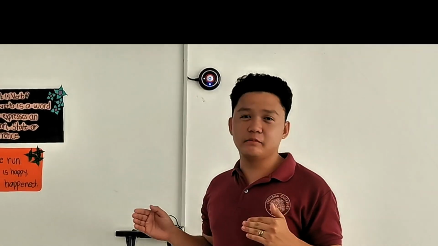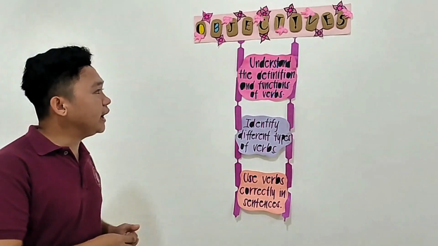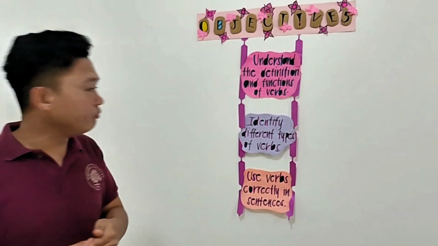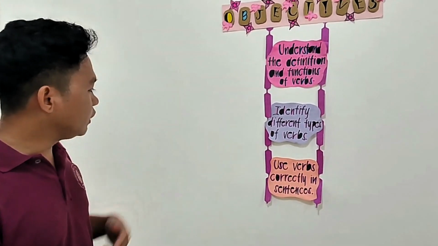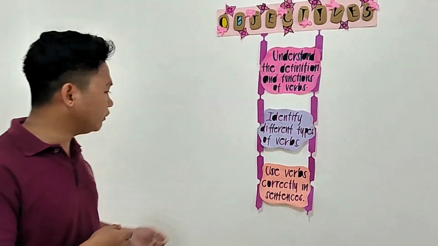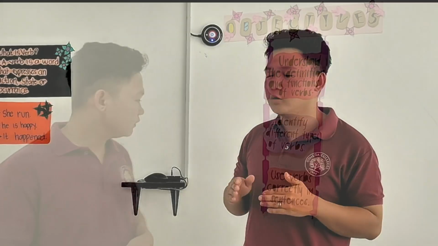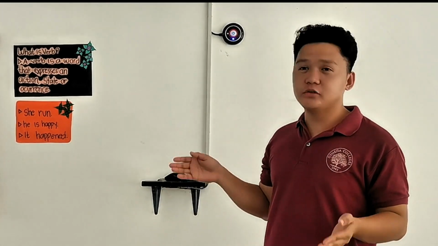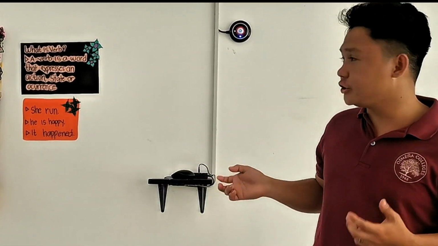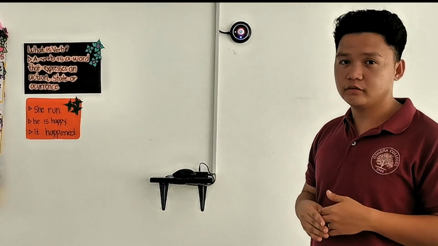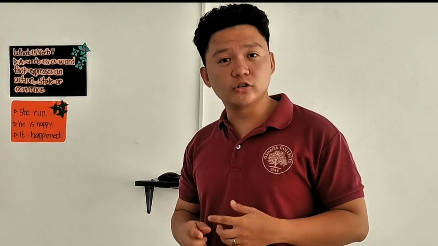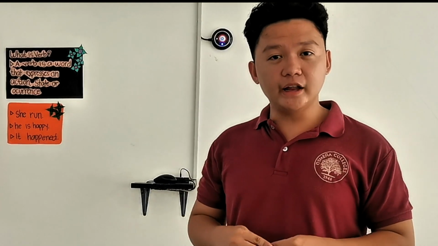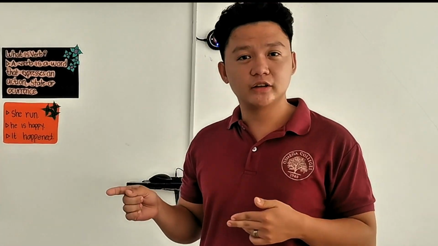Thank you so much. So our topic for today is all about verbs. The first objective is to understand the definition and function of verbs. The second, identify different types of verbs. And the third, use verbs correctly in sentences. So what is a verb? A verb is a word that expresses an action, state, or occurrence. For example, she is swimming. So the verb is swimming, and the subject is she.